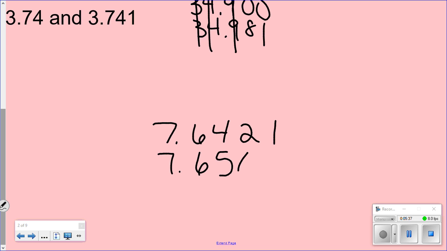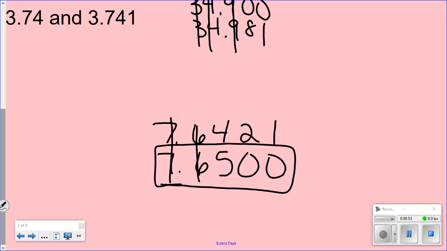0, 0, if I want to finish it out. Many people would assume the top one's bigger because there's more numbers. Not always true. Which one is the bigger one though, Isabella? Yeah, 7.65. Same. Oh, not same. This one's bigger. Okay? That's how you compare decimals.